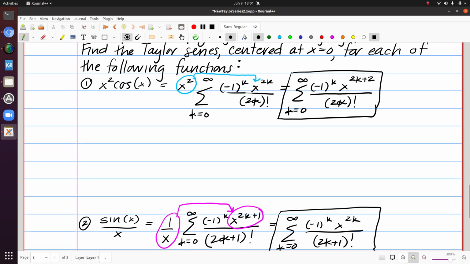In the next video, I'm going to look at some more examples that combine several of these things we've seen here to get to a new Taylor series.